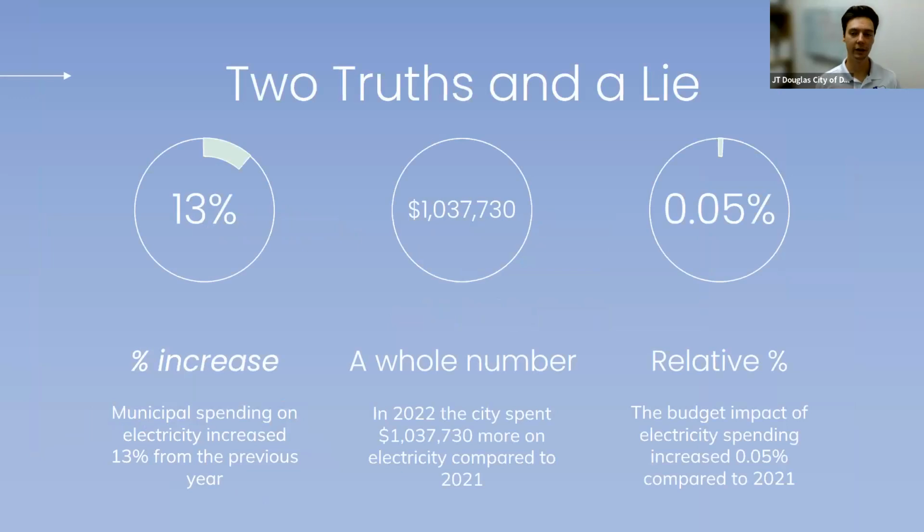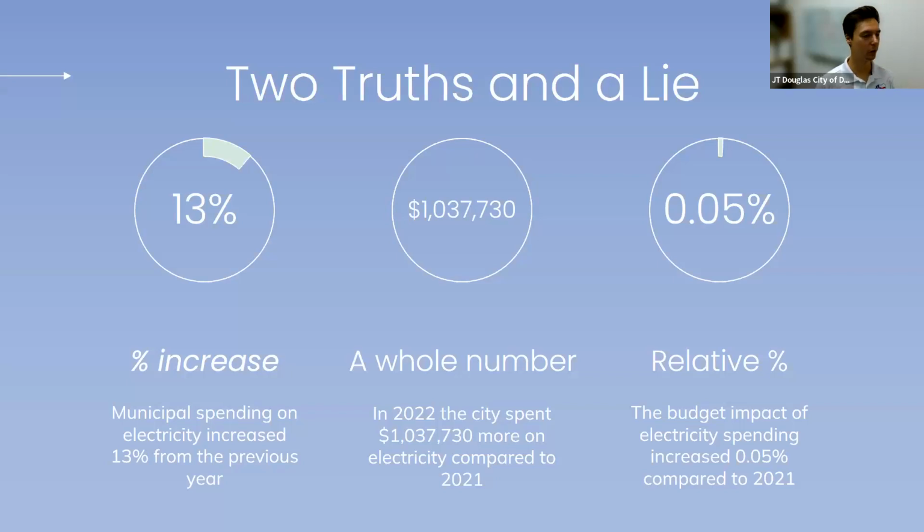So a little bit of an example of this, and this is related to energy costs, essentially electricity costs at the municipal level. So we've got 2 true statements and a false statement here. So municipal spending on electricity increased 13% from the previous year, right? That's a statement that you could see potentially in a written report. These are all written statements here.